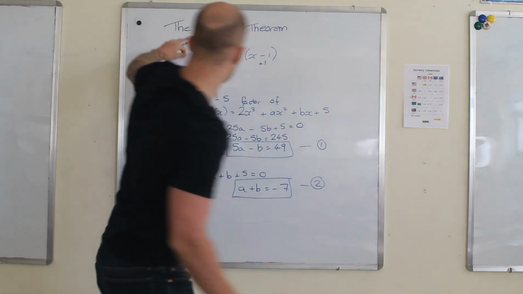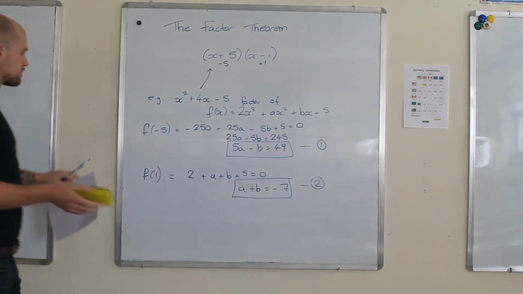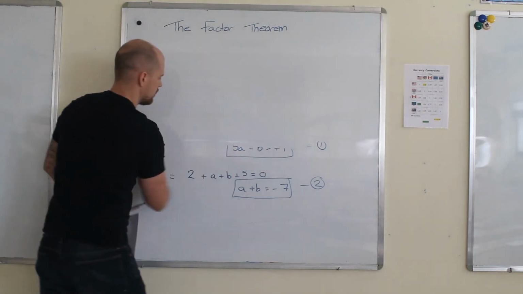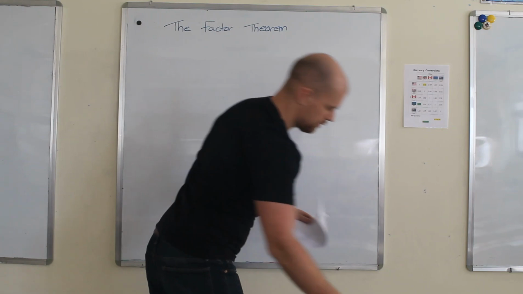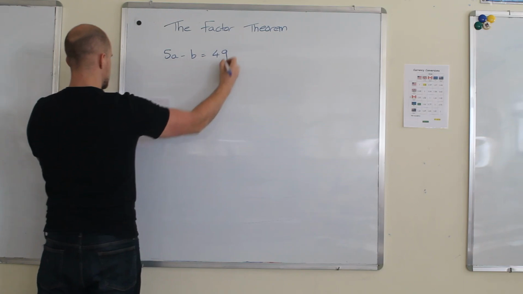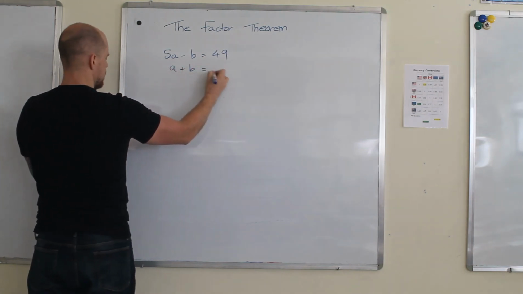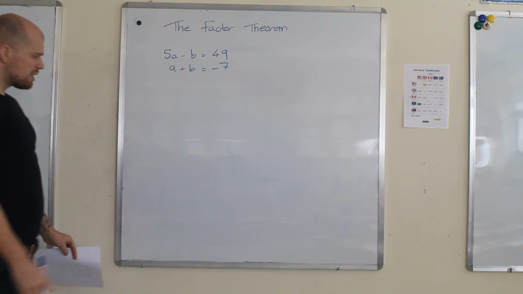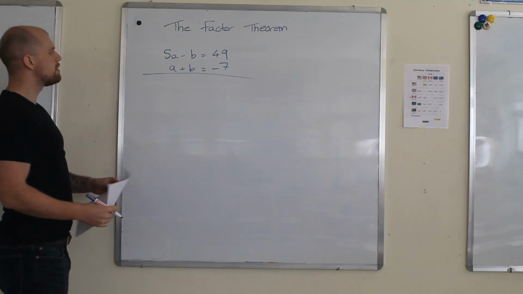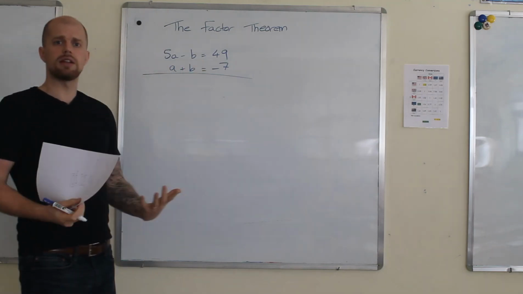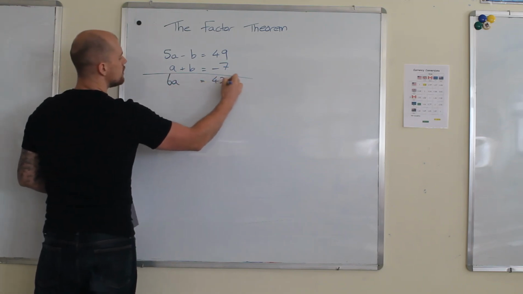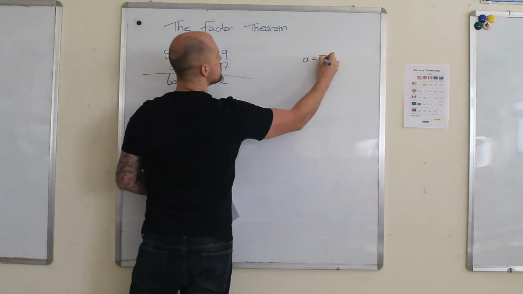I'm going to rub everything out and put it at the top, so if you need to take any notes, just pause the video now. So my two equations were 5a minus b is 49, and a plus b is minus 7. So very simply, we add them together, because they're simultaneous equations, the b's will cancel. You might need to do some multiplication here, just to get the coefficients to cancel. Add them together, you get 6a equals 42, and therefore a equals 7.